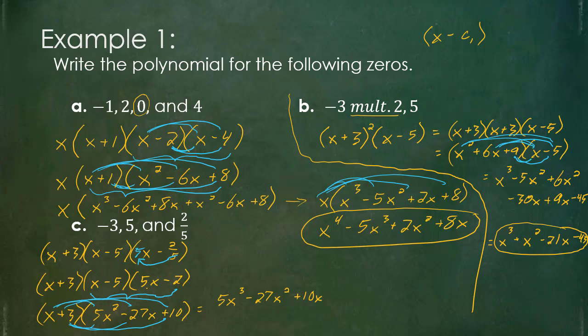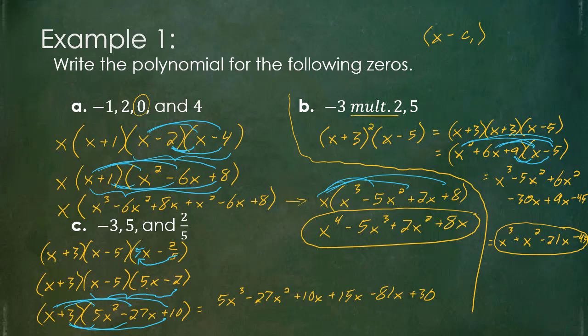Then on to distributing the 3 through. 3 times 5x squared would give me a 15x squared. 3 times a negative 27 is going to give me a negative 81x. And let's see, I've got a 3 times a 10, which would be a positive 30.